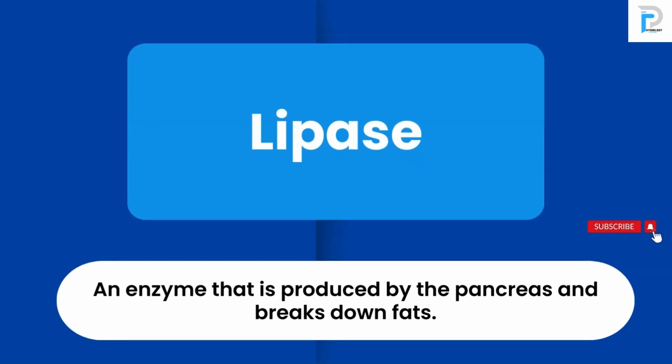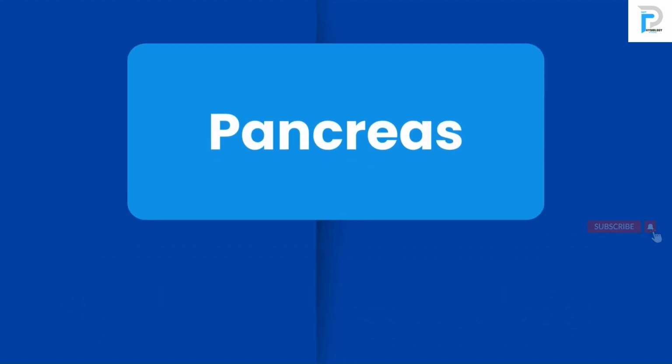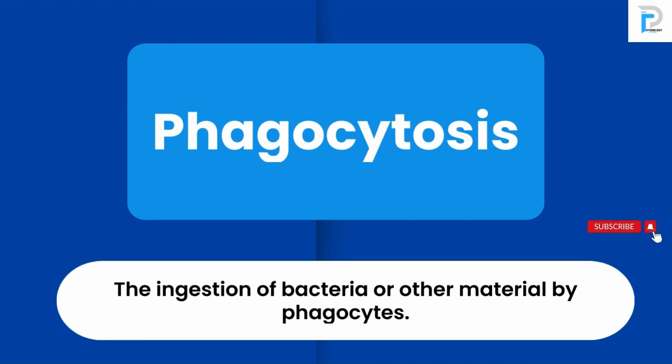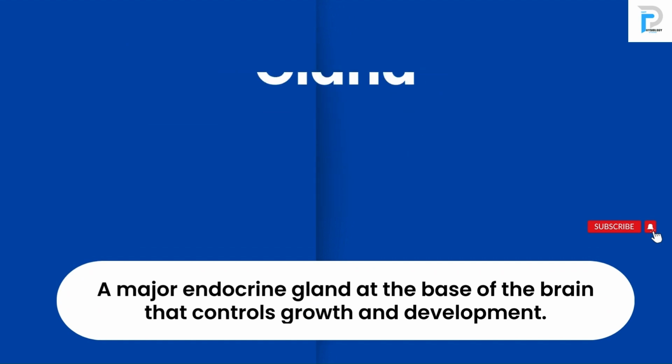Lipase: an enzyme that is produced by the pancreas and breaks down fats. Osteoblast: a cell that secretes the matrix for bone formation. Pancreas: a large gland behind the stomach that secretes digestive enzymes into the duodenum. Phagocytosis: the ingestion of bacteria or other material by phagocytes. Pituitary gland: a major endocrine gland at the base of the brain that controls growth and development.